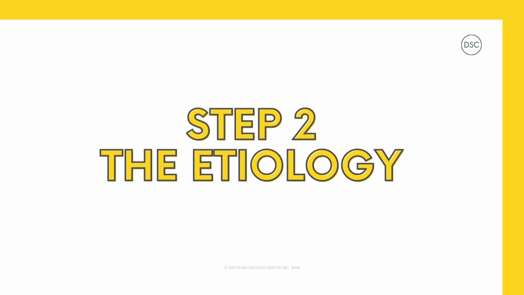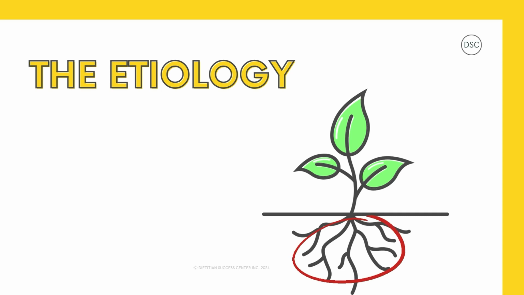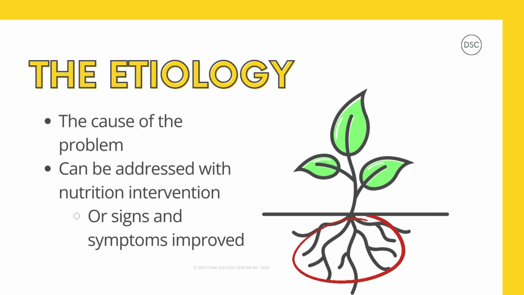The etiology is our next step. The etiology is the root cause of the problem that the dietitian can address or at least lessen the signs and symptoms of. So, what is causing our problem that we identified in the previous step? The etiology is what we will be addressing with our nutrition intervention. There should be just one etiology, but it does not necessarily require standardized terminology.